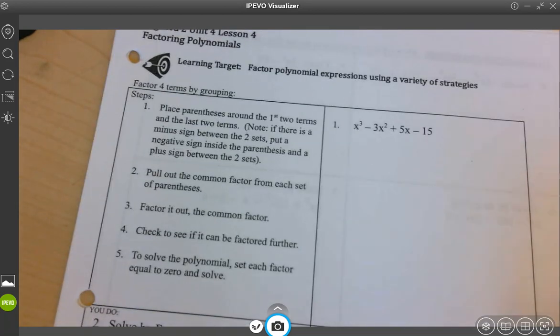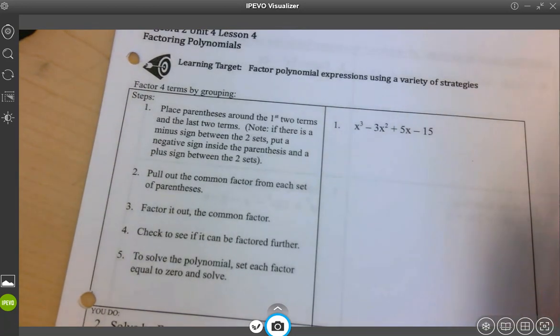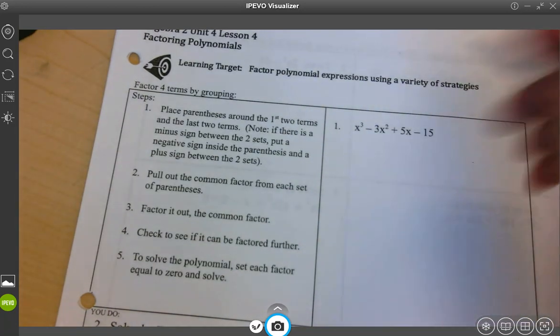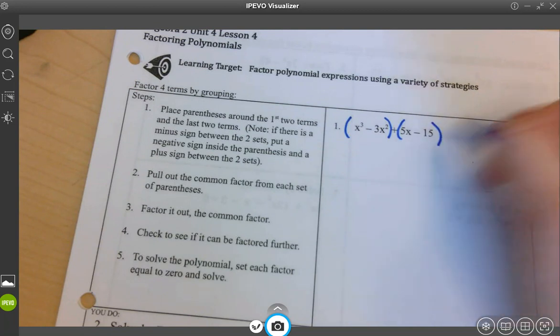All right, so to factor by grouping. Some of you have seen this before because you were working on some challenge stuff. Some of you have never seen it. It's fine, either way. You start by putting parentheses around the first two and the second two, okay?